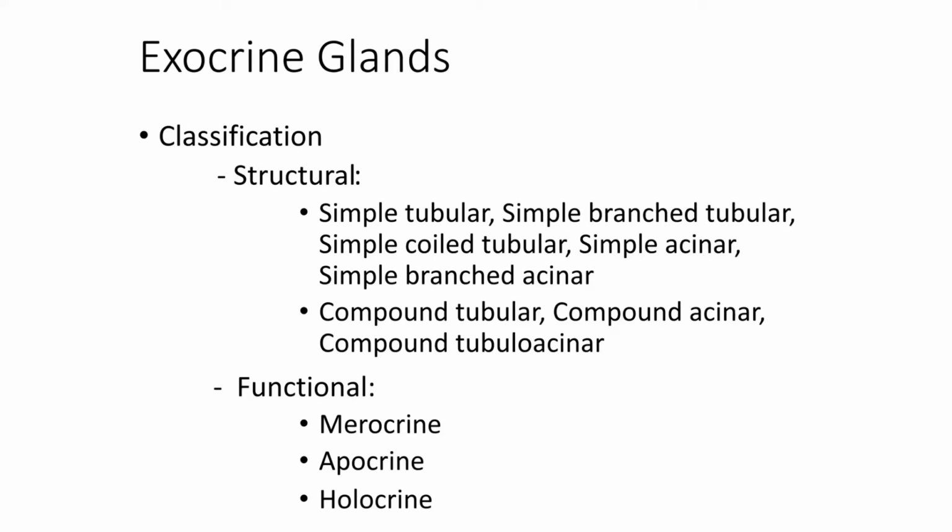Exocrine glands can be classified based on their structure, and that's what we call structural classification. And they can also be classified based on the way they release their secretions, and that's what we call functional classification. When we look at the exocrine gland, we can have a single cell that secretes a chemical product, and that is a gland formed by a single cell. So we can have exocrine glands that are unicellular, formed by a single cell.